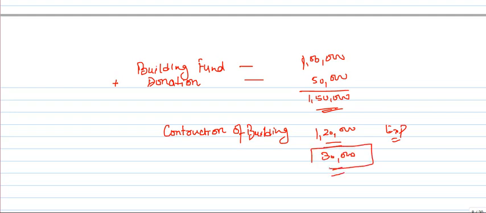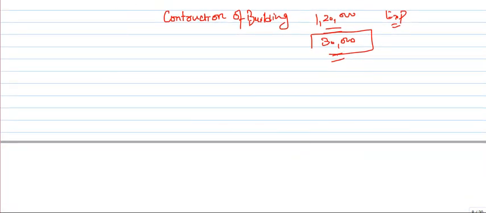Now that the purpose for which this building fund was created is complete, this building fund was created for the construction of the building. The construction is complete, but we are left with 30,000 in the building fund. Now what to do with this 30,000? They say do nothing, just transfer this 30,000 to the capital fund.